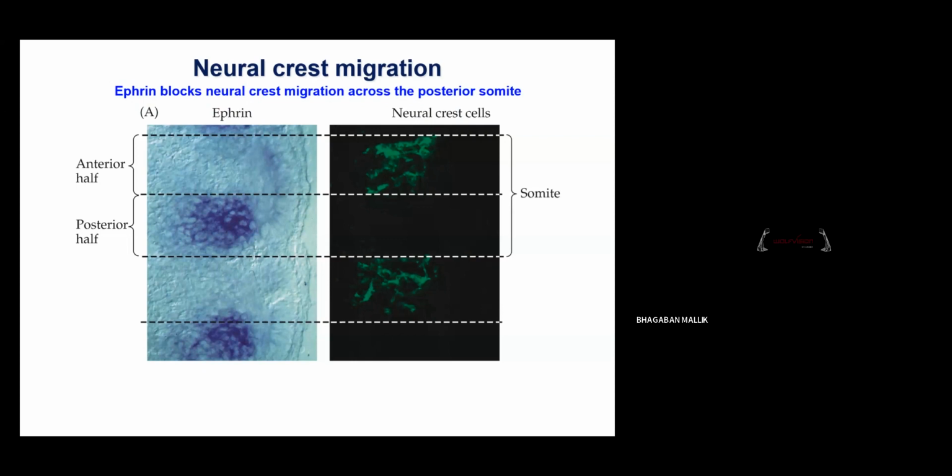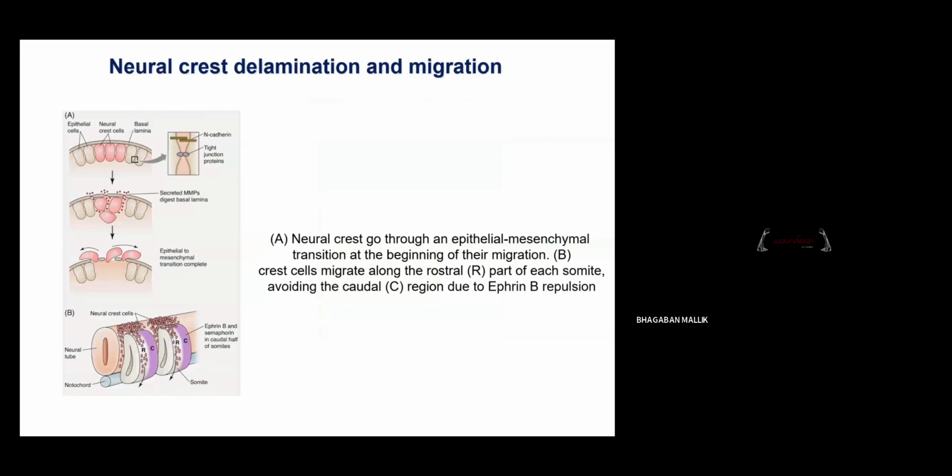Now this is just in the lab, it has been shown how afferent signals regulate neural crest cells. You can see that when you have an afferent signal, it regulates the migration of neural crest cells. You have the anterior migration of neural crest cells, but the posterior half migration is inhibited. So this is the mechanism of how migration happens in neural crest cells.